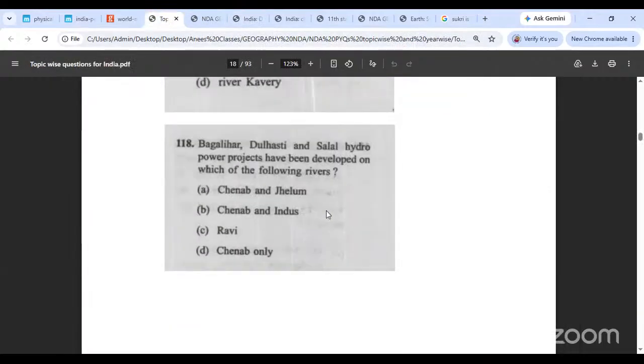Baglihar, Dulhasti, Salal hydropower projects have been developed on which of the following rivers? Jhelum and Chenab, Chenab and Indus, Ravi, or Chenab only? Just Chenab. All of these dams are on the Chenab. Ideally, when we deal with energy in India, we'll deal with all hydropower projects also, so you will get a separate table for that, and you can look at it carefully at your ease.